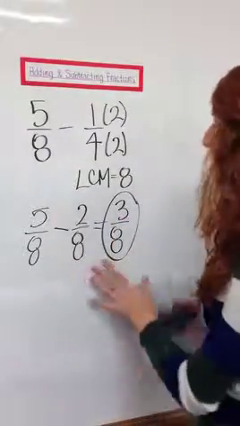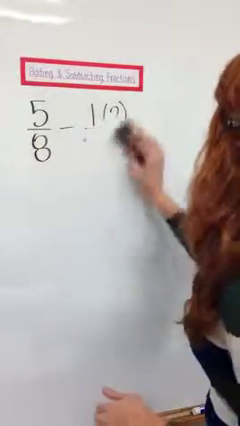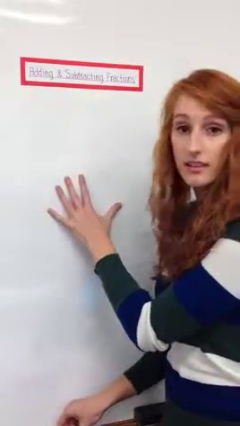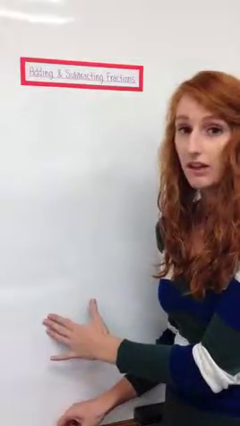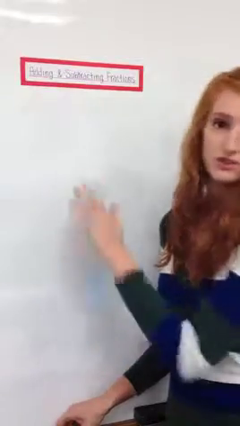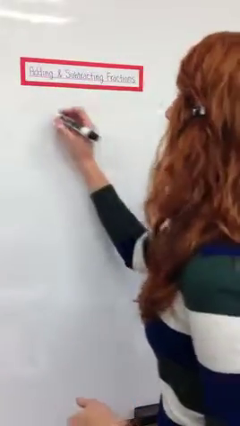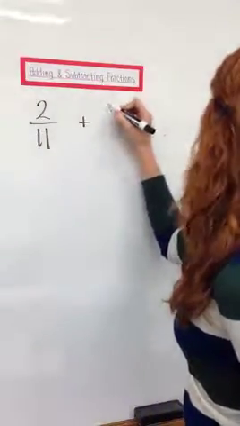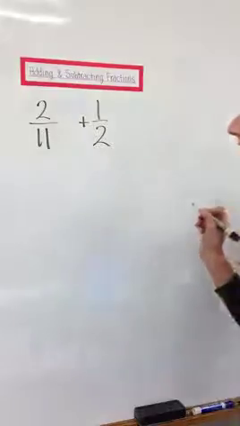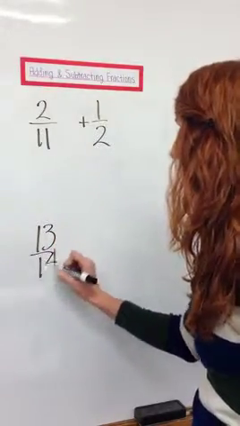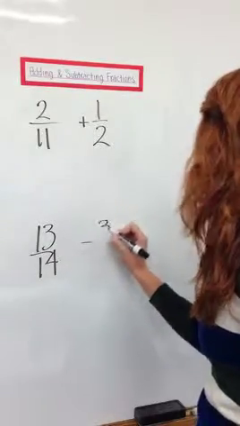Okay, so we've done an example of addition and of subtraction. I'm going to do 2 more examples, and I'll write them on the board here, but if you want to just pause the video after I write these and try them yourself, then you can watch the video and make sure that you did them correctly, or if you're still a little iffy, then just continue watching. We're going to do 2/11 plus 1/2 and then we're going to do 13/14 minus 3/7.